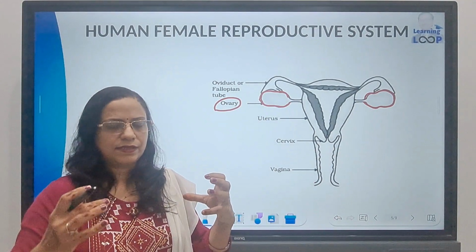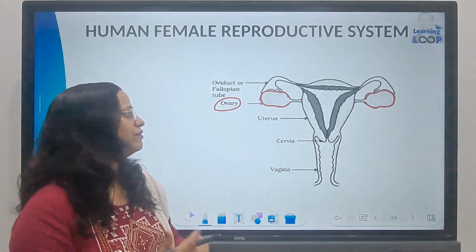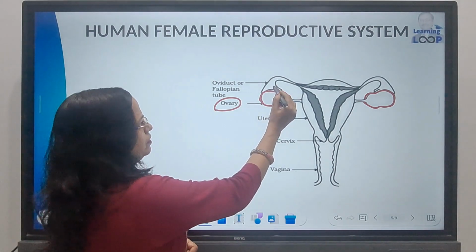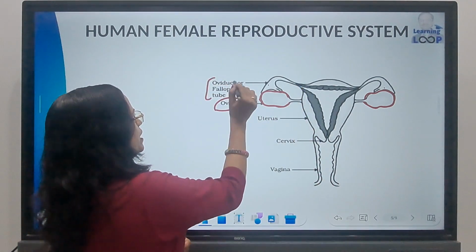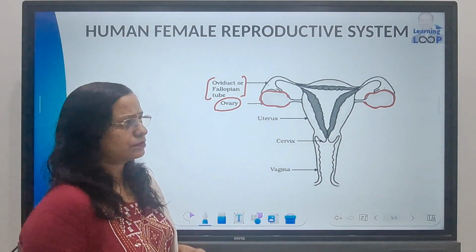Now both these ovaries have a funnel-like structure above them. You can see this funnel-like structure over here and here, this and this. These are known as the oviducts or the fallopian tubes.